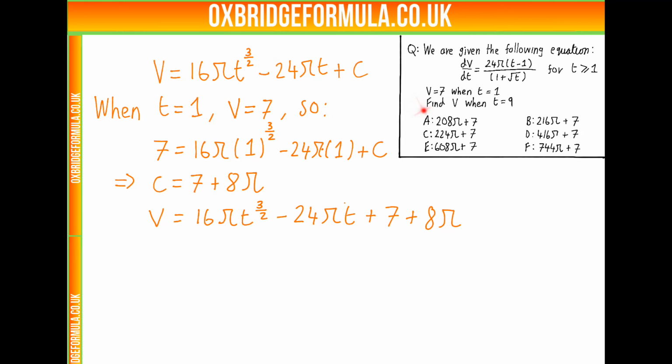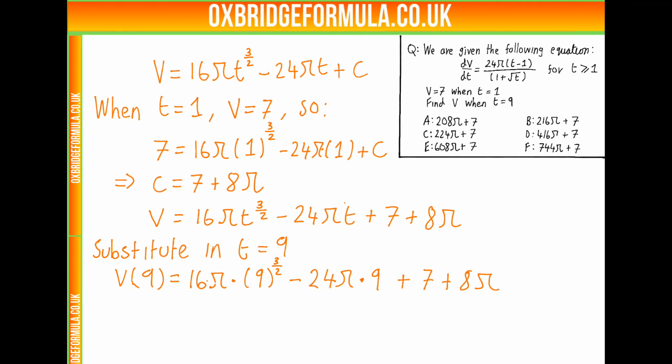So now we need to find v when t is 9. Let's substitute in t is 9 and see what happens. So v at t equals 9 is 16 pi times 9 to the 3 over 2, minus 24 pi times 9, plus 7 plus 8 pi. We know 9 to the half is 3, so we get 3 cubed, so we get 27. So 27 times 16, lots of pi, minus 24 times 9, lots of pi, plus 8, lots of pi, and then we've got the 7 hanging around here.